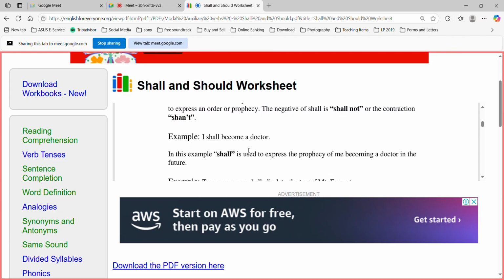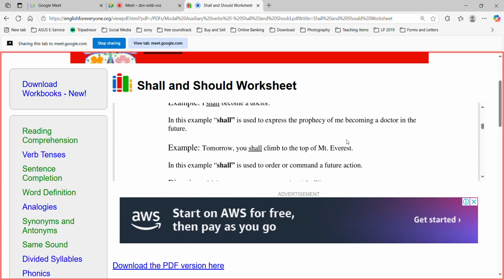So, in this example here, I shall become a doctor. In this example, shall is used to express the prophecy of me becoming a doctor in the future. Okay, prophecy, yeah?